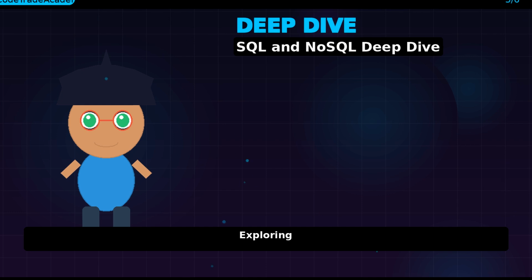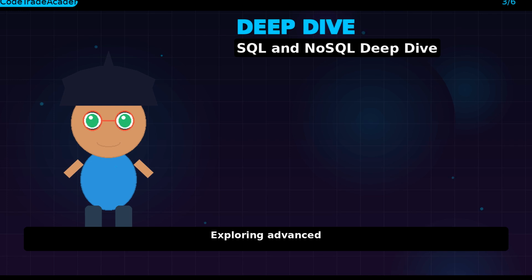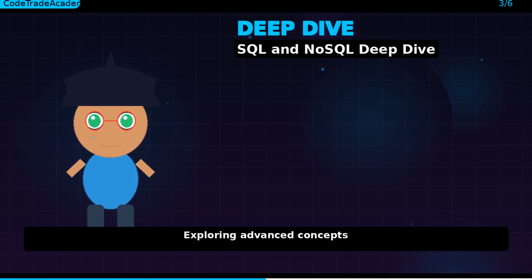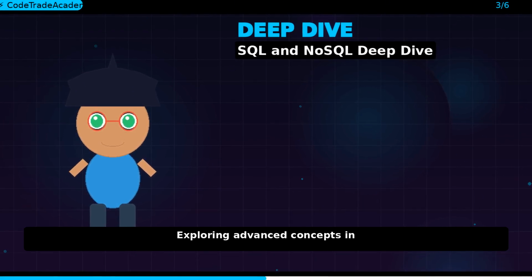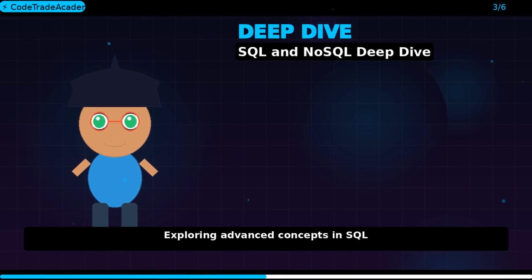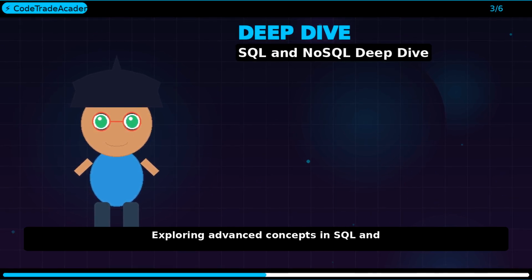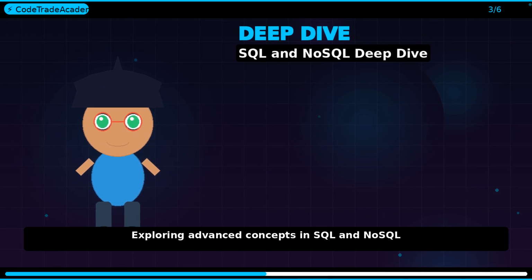Now, let's dive deeper into the world of SQL and NoSQL databases. In SQL databases, we have concepts like normalization, denormalization, and indexing. Normalization is like cleaning up your room, where you organize your data into separate tables to reduce redundancy. Denormalization is like making a copy of your favorite book, where you duplicate data to improve performance. Indexing is like creating a table of contents, where you create a shortcut to quickly access your data.